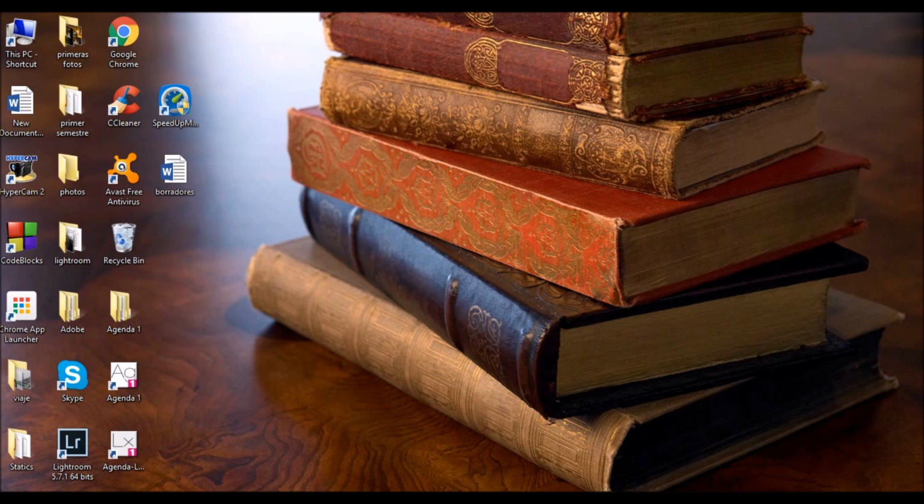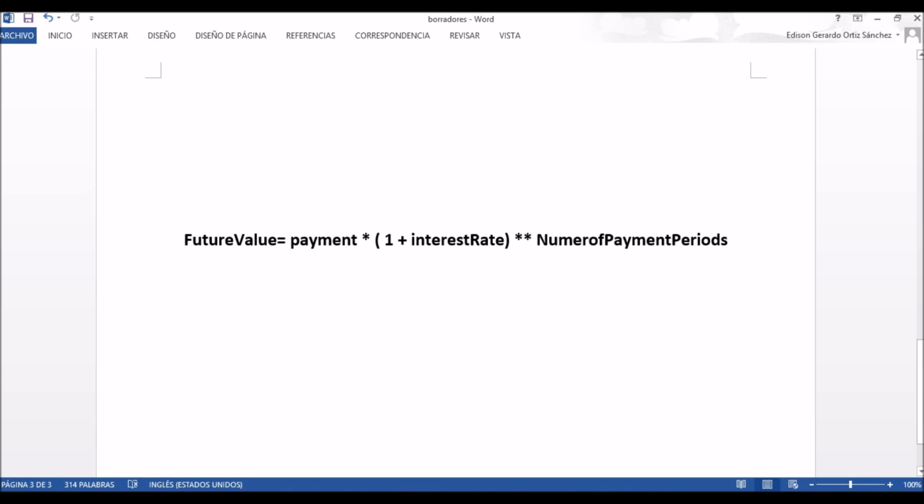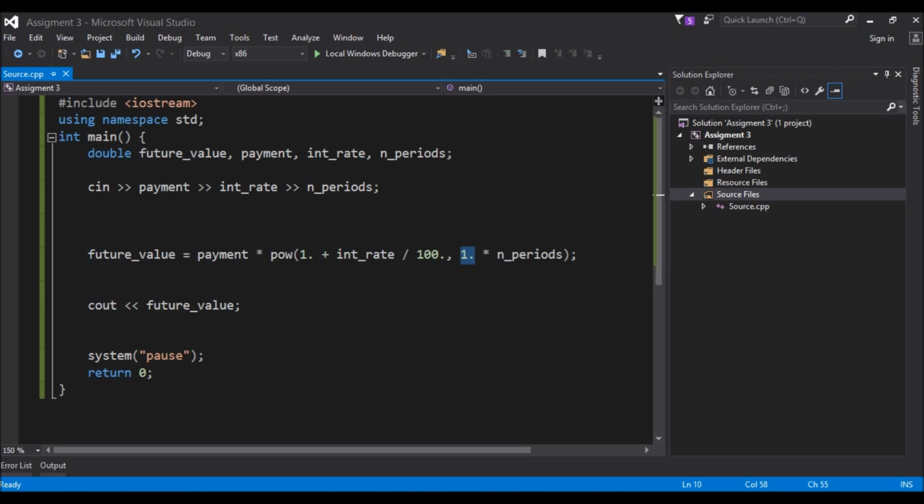In this case, the assignment 2.11. In this assignment, we are asked to write a program that reads in the payment for each compounding period, the interest rate that will be compounded for each period of time, and the number of payment periods. And finally, display the future value of annuity using the following formula. This is a formula that is provided in the book, and to save a little bit of time, I already typed it down. And this is how the problem looks.